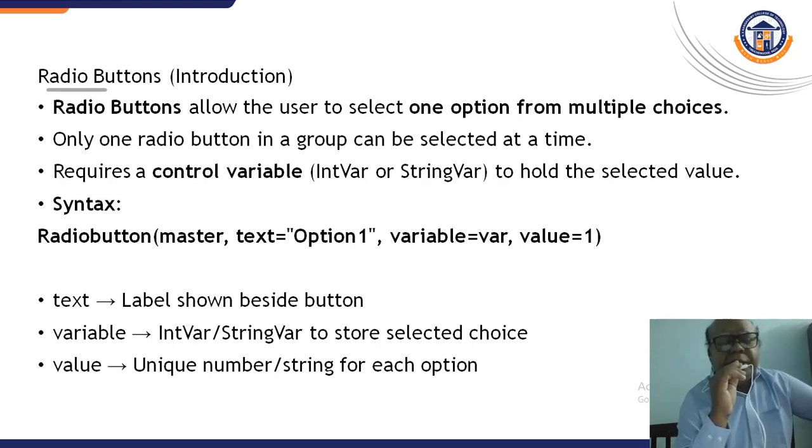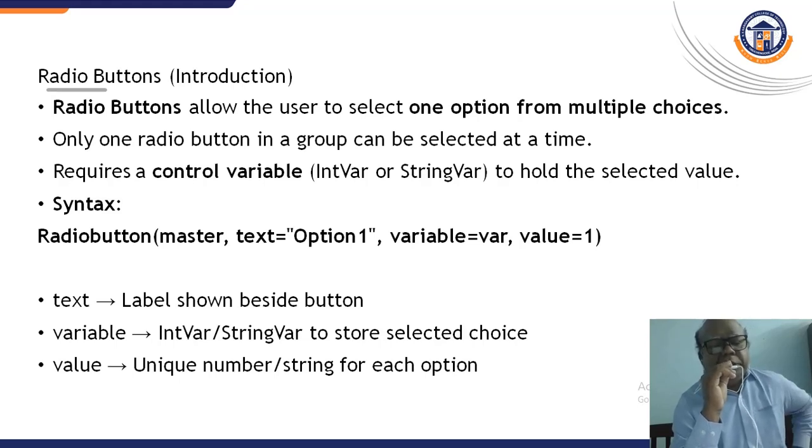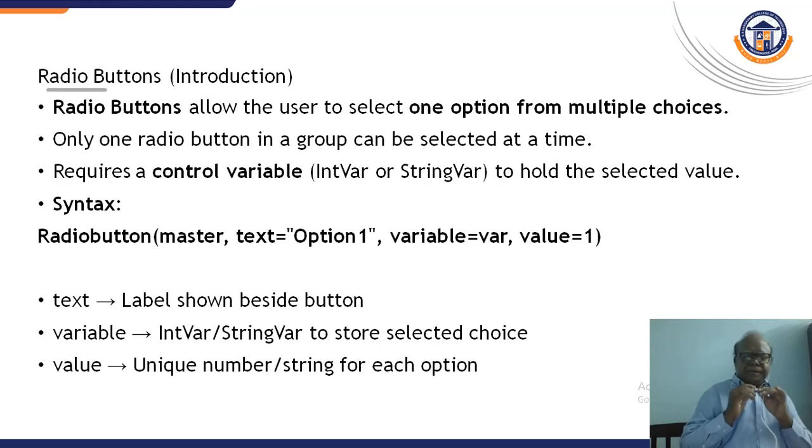So in the example you can see the radio button is master, text equal to option 1, variable equal to var, value equal to 1. Here text is the label shown inside the button, variable is an IntVar or StringVar to store the selected choice, so that you can use it in the if to check further, and a value, unique number or string for each option.